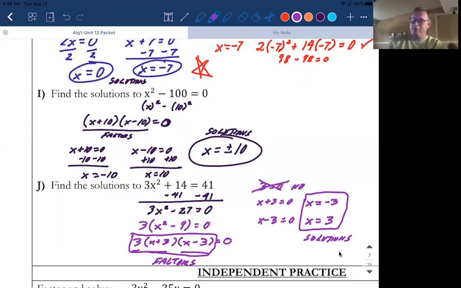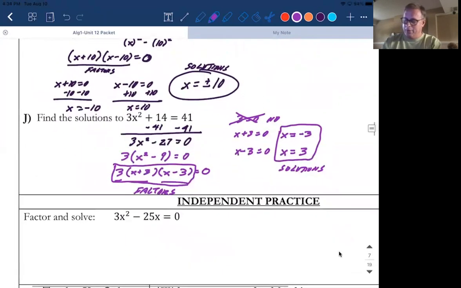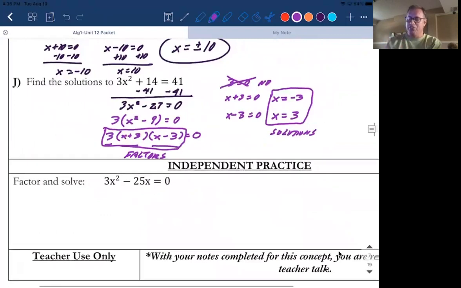Okay, pause the video. I have one left for you. It's got a little twist to it. I think you'll be okay. But I want you to factor and solve 3x squared minus 25x is equal to 0. Pause, and I'll be right back with you.